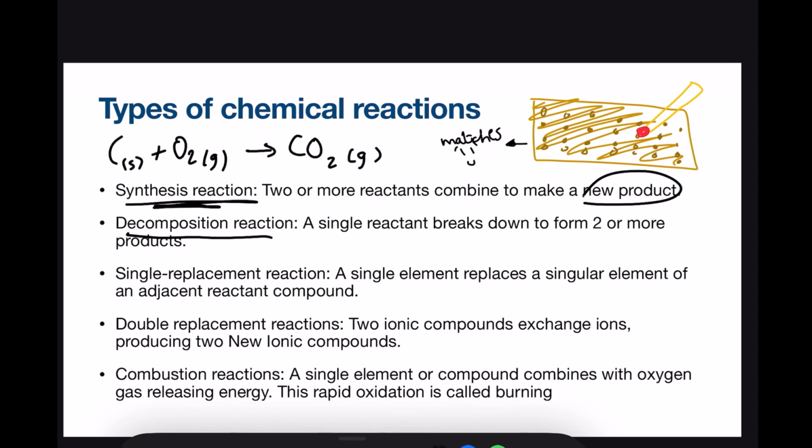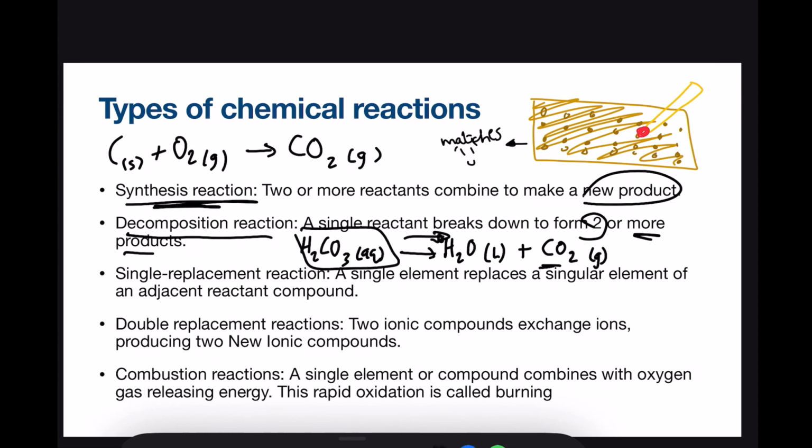The second one is decomposition reaction. Here, a single reactant breaks down to form 2 or more products. So here, for example, H2CO3, which is aqueous, breaks down. So it's going to be H2O liquid, because this is water, plus CO2 gas. So this is a gas. So here, a single reactant broke down and created 2 products, but it could create more depending on the reactant.